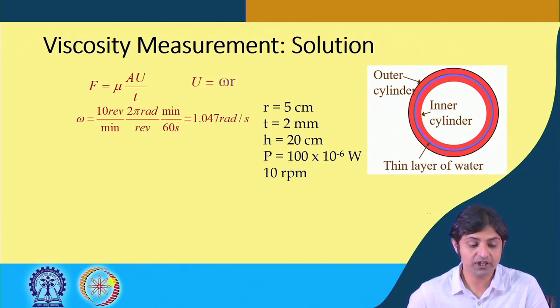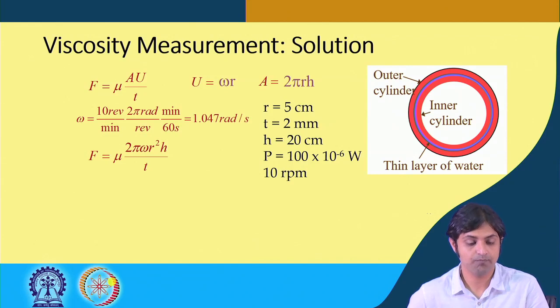So, what actually is omega? Omega is 10 revolutions per minute into 2 pi radians by revolution into minute by 60 seconds. If you do this calculation, it will come out to be 1.047 radians per second. Omega can be directly obtained from this RPM value. Now, we also need to find out what the area is. Area is 2 pi r h. So, it will act across all the surface of the cylinder, and we know the value of r, we know the value of h.